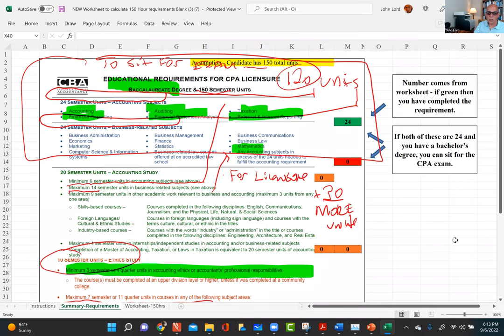Of course, to get a bachelor's degree, the university is going to make you take certain classes. But as far as the state's concerned, as long as 48 of those 120 are falling into these buckets, 24, you're good to go. Okay, that's to sit for the exam. When you go for licensure, that's when you have to prove that you have these additional 30 units.